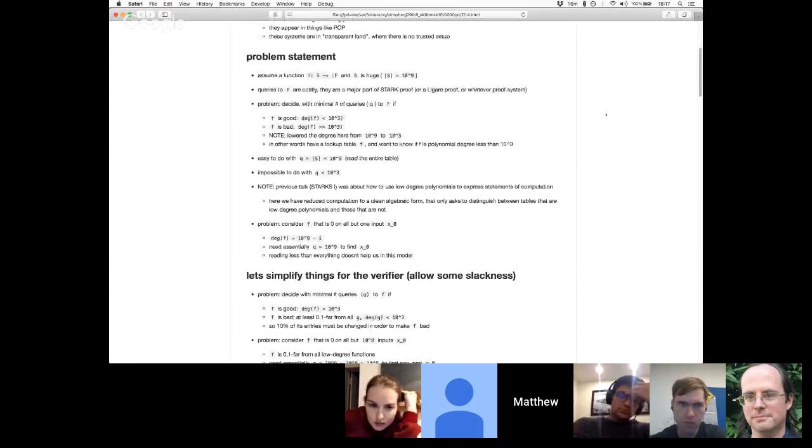So kind of going through this, he made a note that the previous talk, the Starks 1 talk, was about using low degree polynomials to express the statements of computation. And here what he's talking about is not really the computation at all, but just breaking it out into the algebraic form, which again for me meant realizing that I don't have such an intuition as I'm looking at the notes and the formulas that he's writing on the screen.